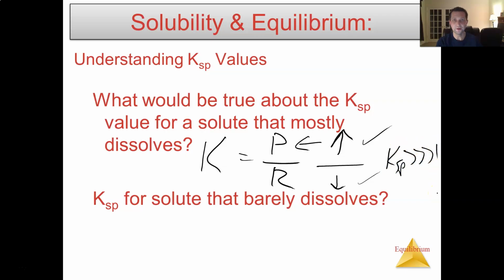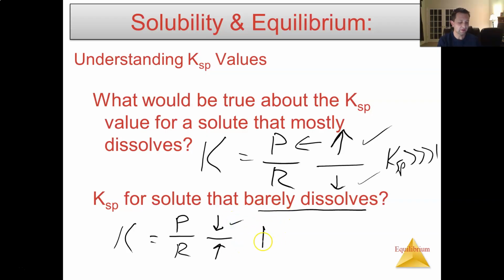Way bigger than 1, okay? If it barely dissolves, it means just the opposite, right? So products over reactants, the products are really, really low, because you don't have a lot of dissolving. Reactants are huge. If you have a huge denominator and a really small numerator, then you're going to have a K value that's really, really, really small. So way less than 1, okay? That's something you definitely want to be able to recognize.